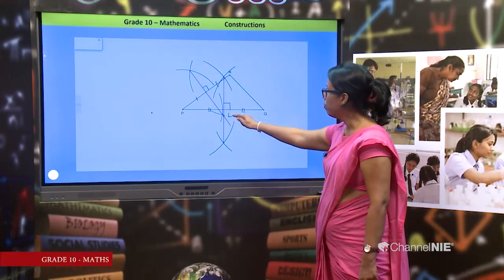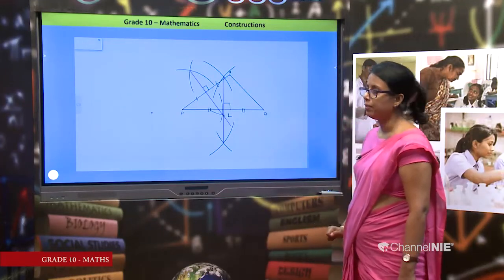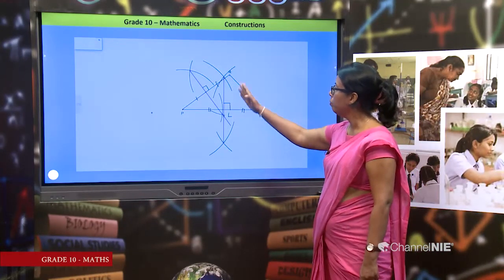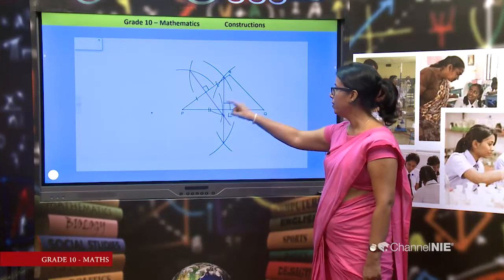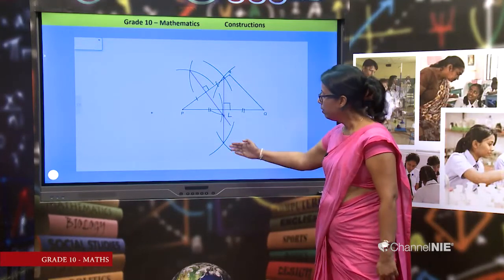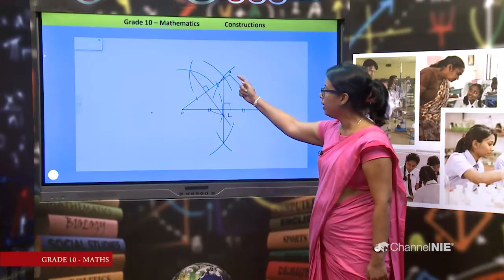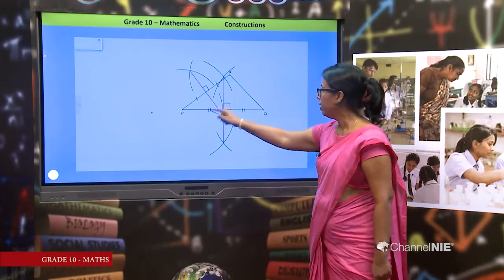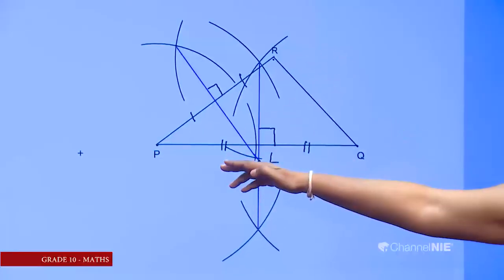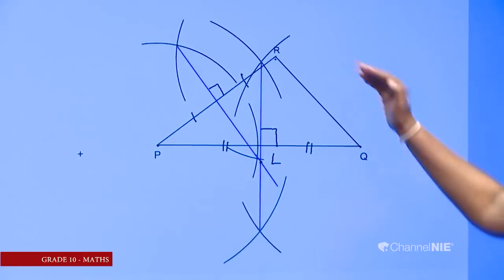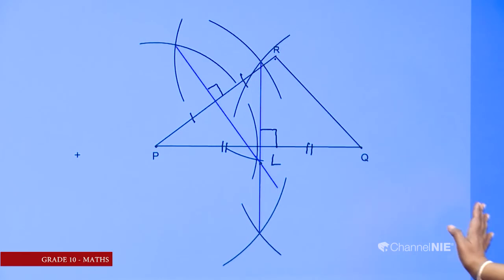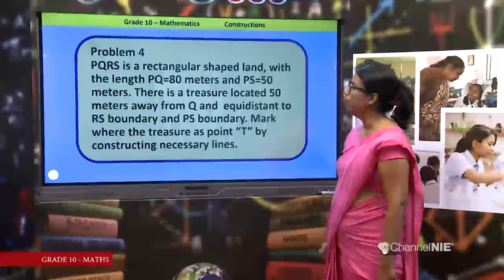Now, there is a common place. That is the common place that satisfies both conditions. Equidistant to P and Q, this locus. Equidistant to P and R, this locus. Equidistant to P, Q and R, that is the point L. Right. Let's go to the 4th problem.